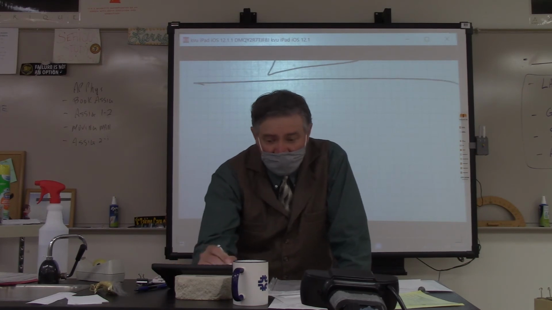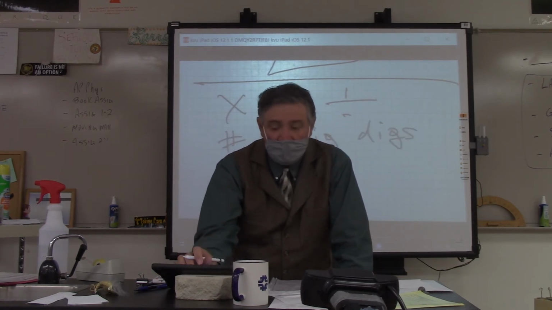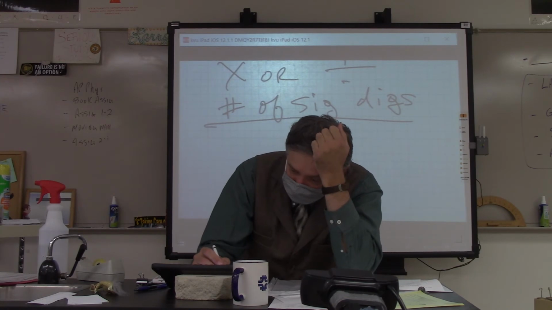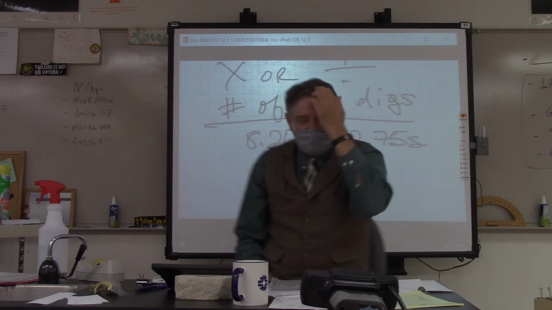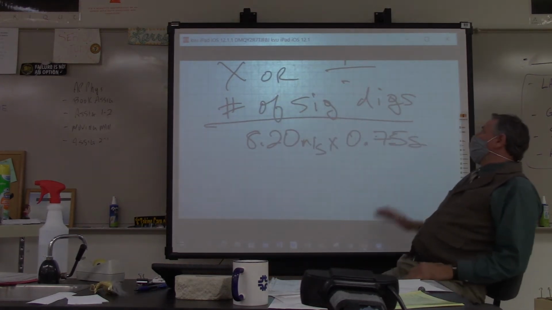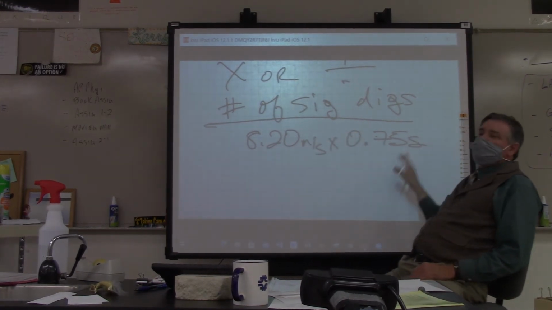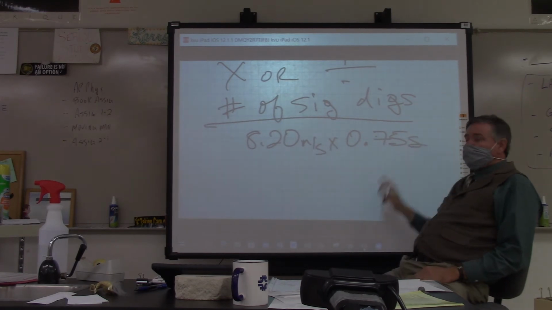Okay, now, if you multiply or divide, now we worry about the number of sig digs. Okay? So, let's say that we're going to take 8.20 meters per second, and we're going to multiply that by 0.75 seconds. Now, there's a couple of things that are going to be important here. First off, I'm multiplying meters per second by seconds. You're going to have to worry about units too when you multiply like this. If I take meters per second times seconds, what's going to happen?